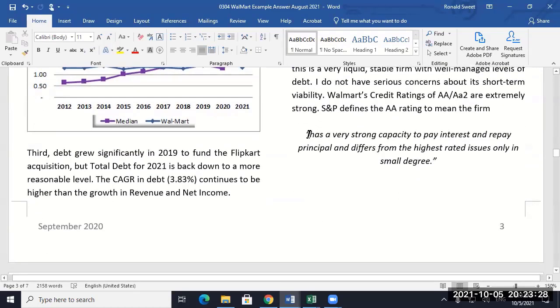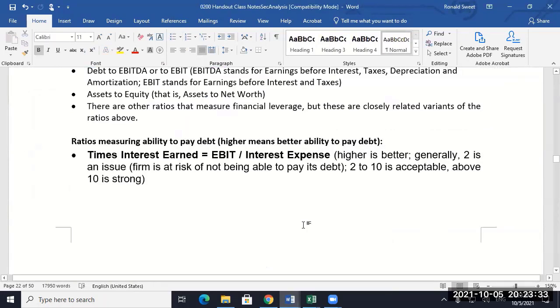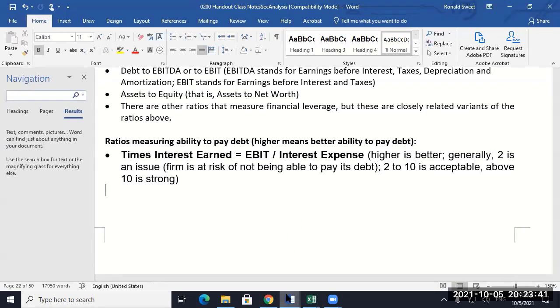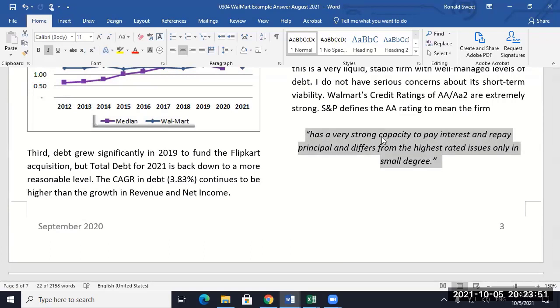I have to see if I have the credit ratings in the class notes, don't I? Let's see. Nope, I don't. I'll give y'all the credit ratings. So what I do on the credit ratings is I just quote S&P, not Moody's. Moody's is too wordy. I think AAA is extremely strong capacity. AA is very strong. Single A is strong. Triple B is like adequate. And then below that, they add the word vulnerable that I can't spell either.